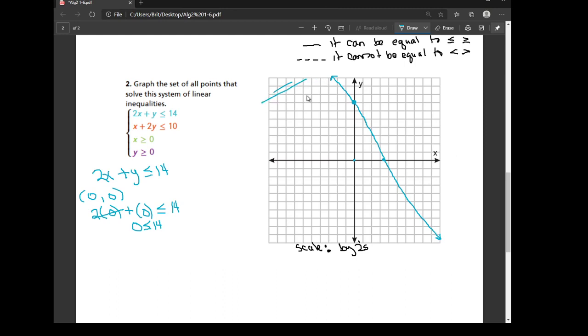So I would take my colored pencils. Sorry, I don't have a shading tool on this app. And I would shade everything here towards 0, 0 from the line. So my solution set for this blue one is my line, which we're going to pretend is straight, and then everything to the left of that line.